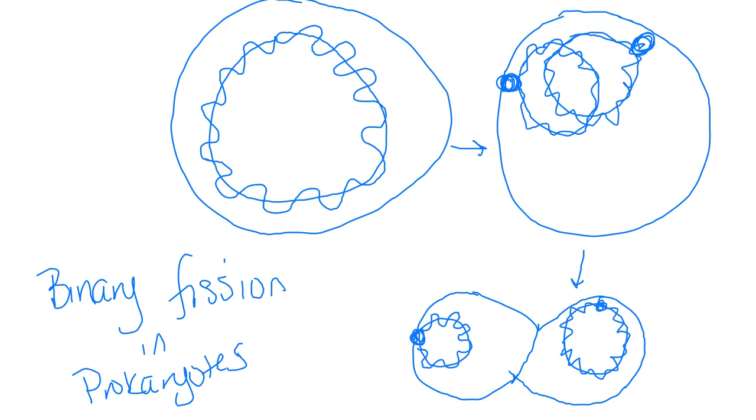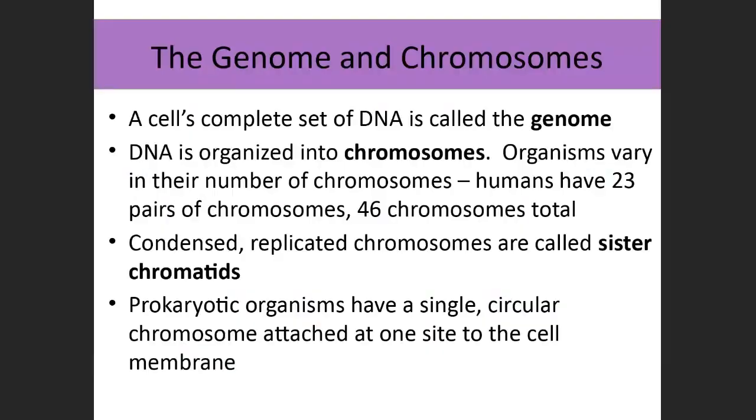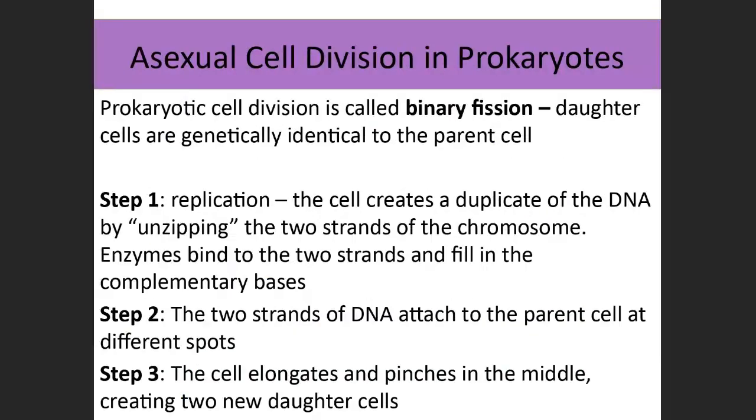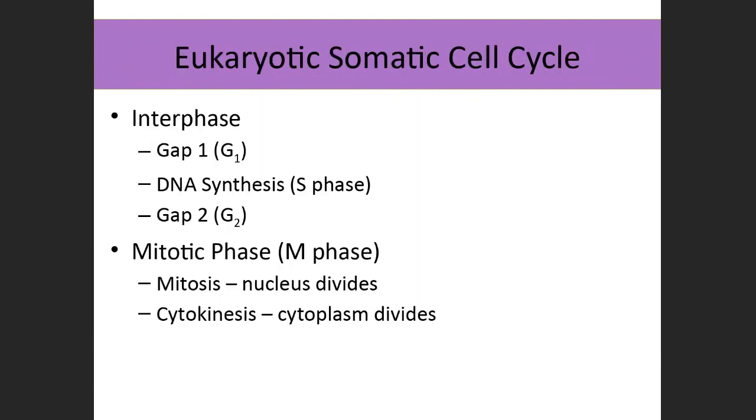So let's go back to that slide that walks it through. Our first step here was replicating that DNA. It unzips, and each of those unzipped pieces of DNA gets replicated. So now we've got two circular pieces of DNA instead of one. Each of them attaches at a different spot on the main cell, and then the cell pinches off and forms two cells. Okay, so now we have two identical daughter cells. That is cell division in prokaryotes. And that's all we're going to say about them. We're moving on to eukaryotes now.